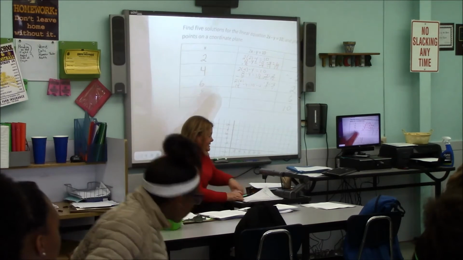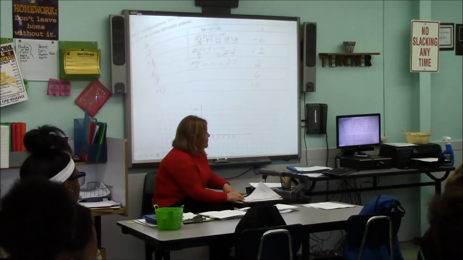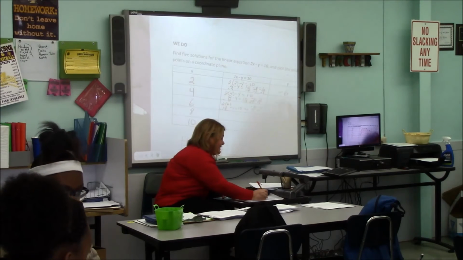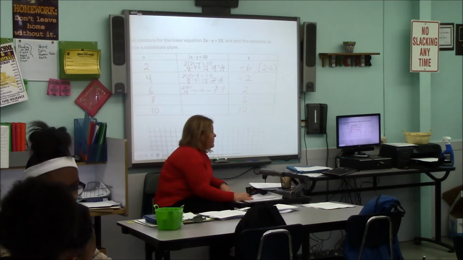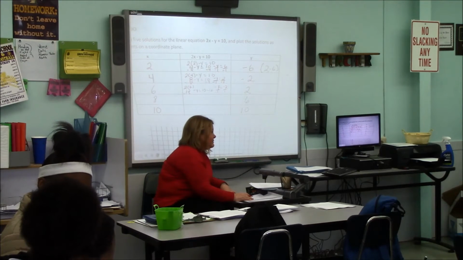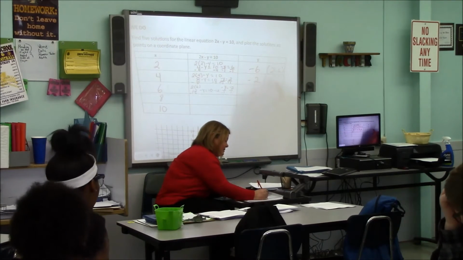I'm doing it on the table. I already did 2 and negative 6. What's my next point, according to the table? I did 2 and negative 6. What's my next point? Marcus, help her out. 4 and negative 2. Okay.